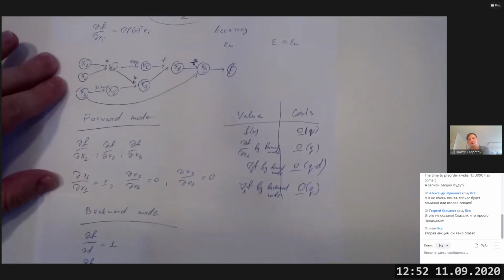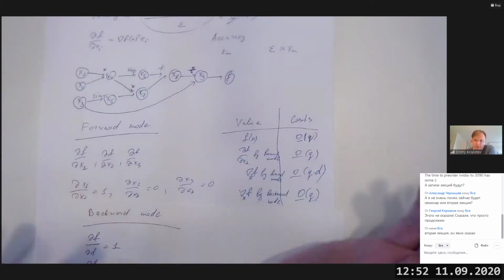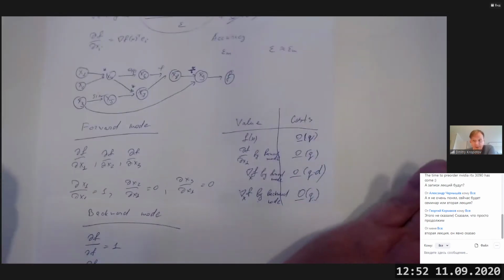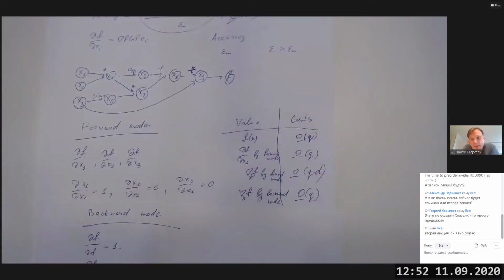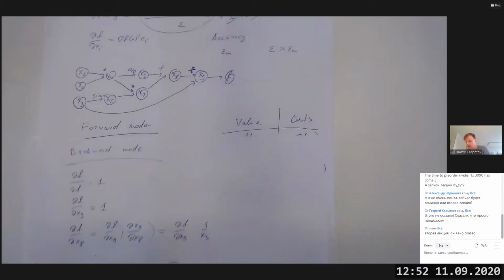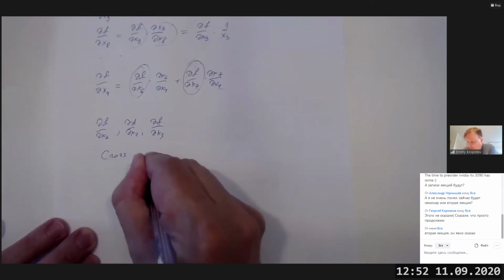However, if we speak about neural networks, a common situation is the following: the number of input variables can be very big. This is the number of weights in the network, but the output from our network is always one-dimensional, because this is the value of our loss function that we minimize. Because of this, in neural networks, the gradients are usually calculated by using the backward mode. And finally, just for you to know, let's also quickly consider the cross mode.